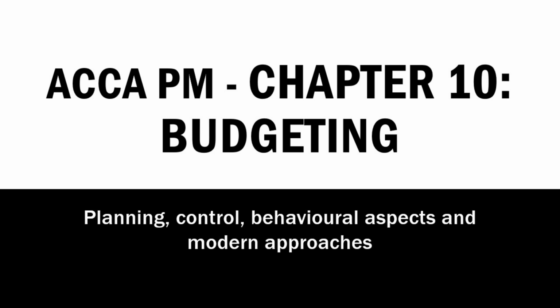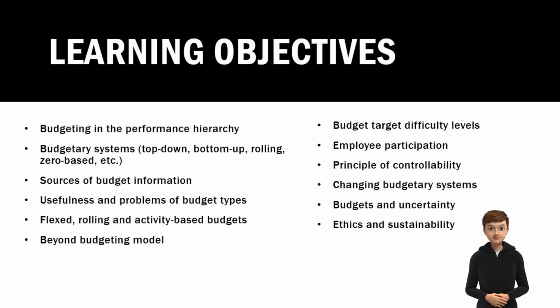By the end of this lecture, you will be able to understand budgeting in the performance hierarchy, explain the main systems, identify sources of information, evaluate budget types, prepare flexed, rolling and activity-based budgets, explain beyond budgeting, discuss target difficulty, participation and controllability, describe the challenges in changing systems, show how budgets handle uncertainty, and consider ethical and sustainability issues.